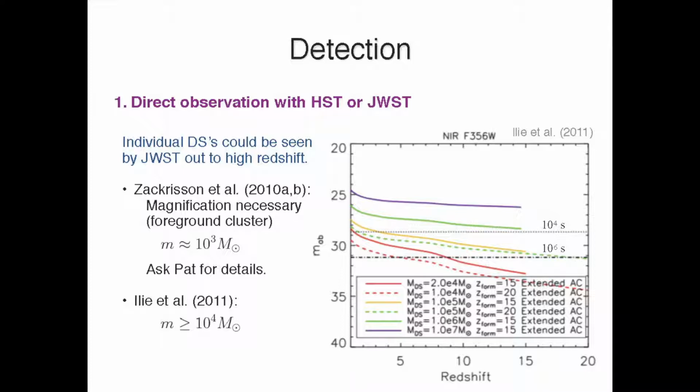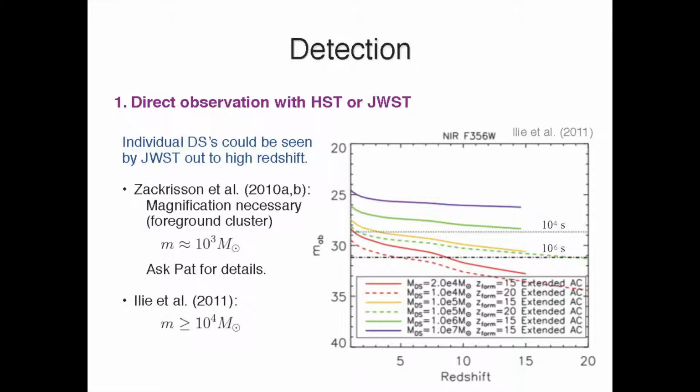And you can see these are plotted as a function of redshift. So for example, for these largest ones, you would be able to see a 10 to the 6th or 10 to the 7th solar mass dark star with an exposure of 10 to the 4 seconds, really out to their formation redshift. But for the lighter dark stars, if dark stars are a bit smaller, then you would need a longer exposure. That's sort of the basic picture.